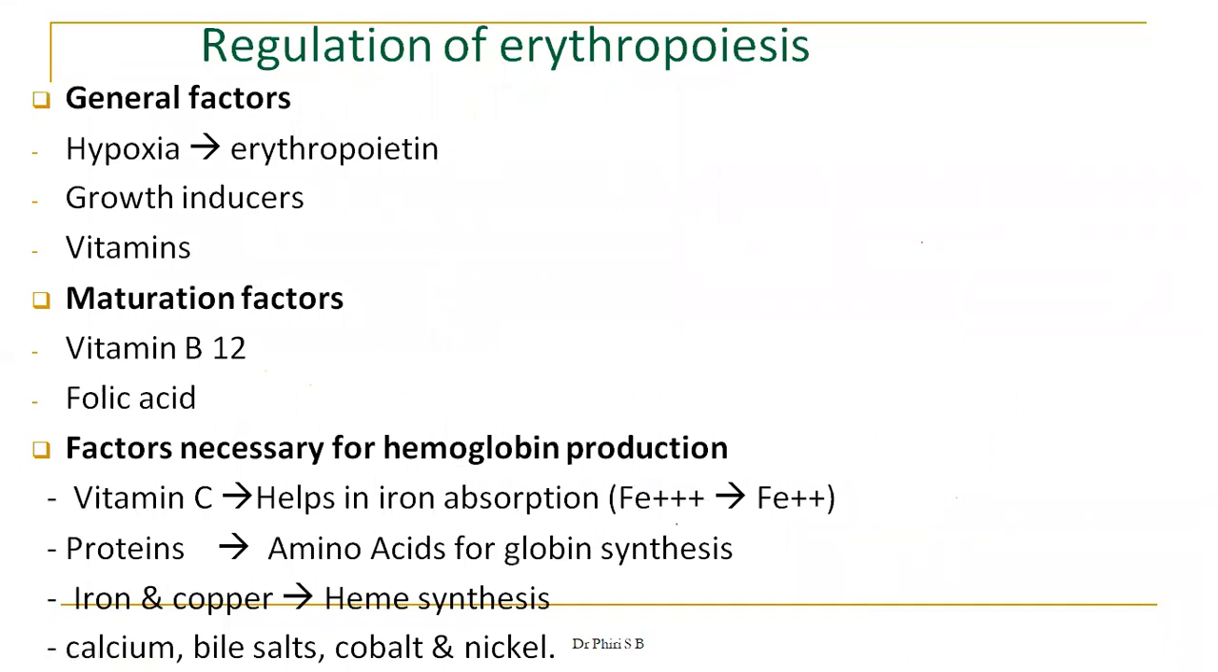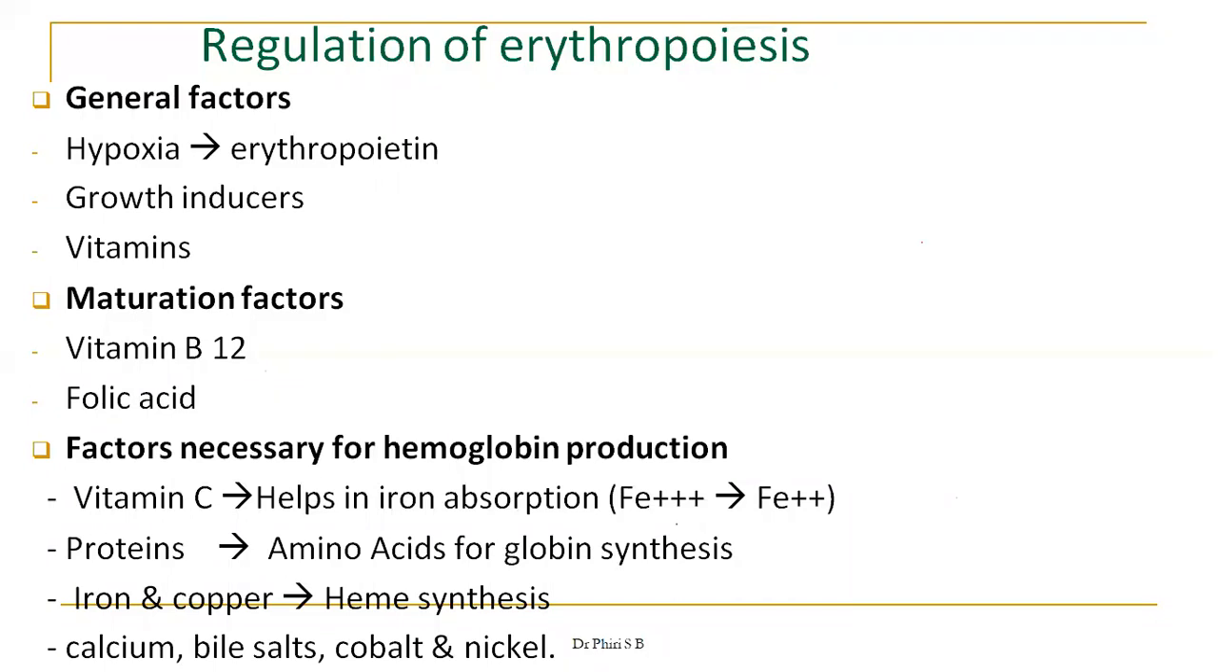Then factors that are involved in regulation of erythropoiesis. So we have those inducer factors and other factors that we'll be discussing now. So you have the general factors that are involved in regulation of erythropoiesis. The major factor is hypoxia. So hypoxia is different from hypoxemia. So remember, hypoxemia is low oxygen levels in the blood. So if you have low oxygen levels in the blood, that is called hypoxemia.